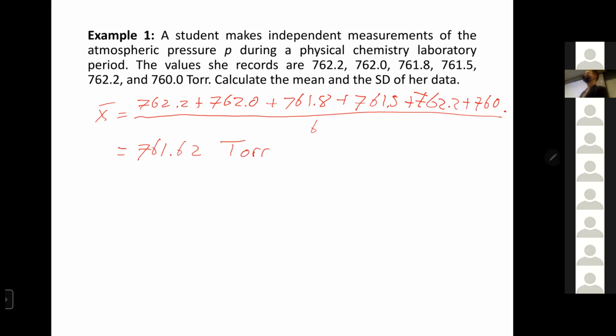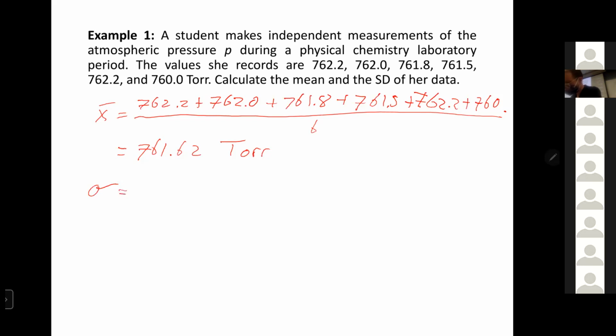Okay, and we'll just leave this rounded to 2 decimal places for now. When you go to write your lab report, you're going to want to use the correct number of significant figures, which we'll talk about a little bit later. Question or no? Okay, good. So that's the average. So what about the standard deviation?